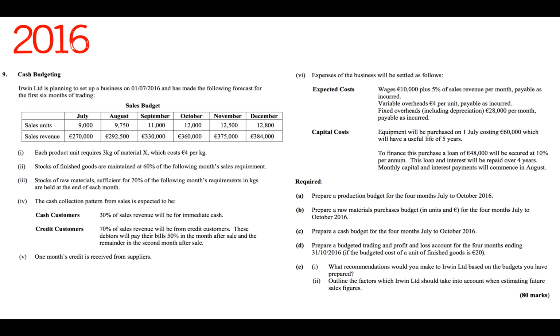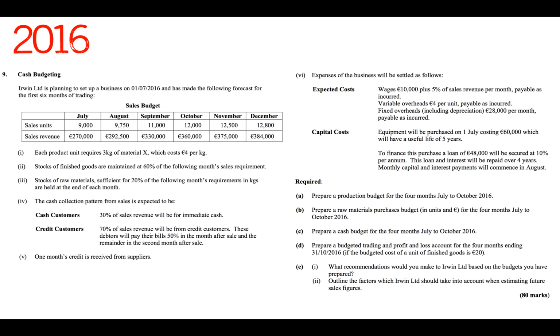Capital costs, equipment will be purchased on the 1st of July costing €60,000, which will have a useful life of 5 years. To finance this purchase, a loan of €48,000 will be secured at 10% per annum. This loan and interest will be repaid over 4 years. Monthly capital and interest payments will commence in August.